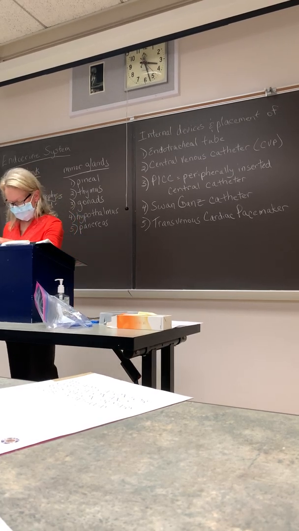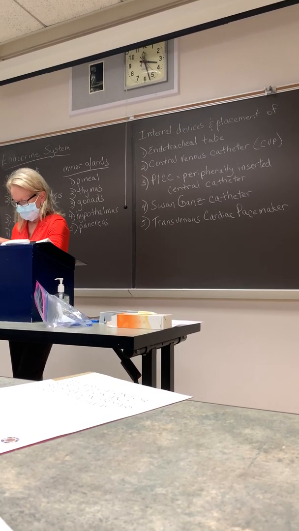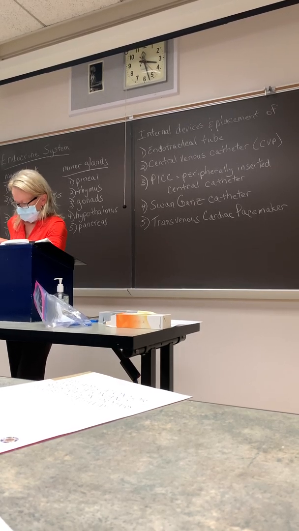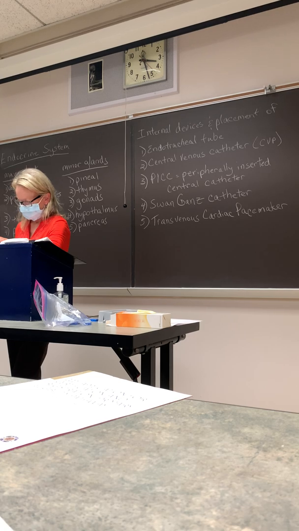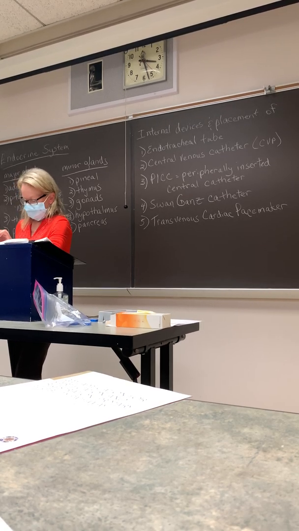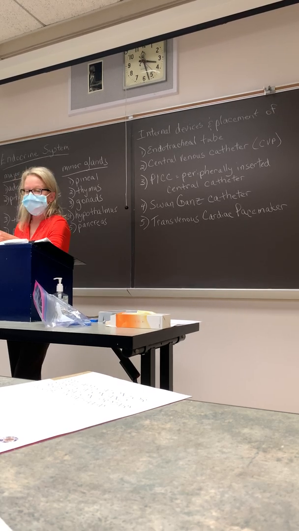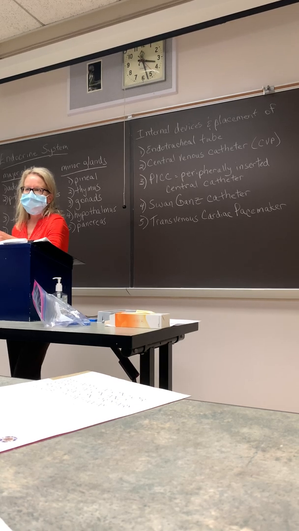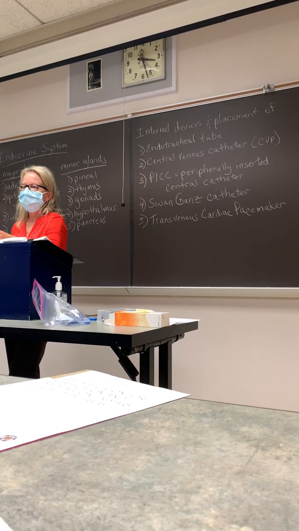Okay, Swan-Ganz catheter is the next one. It measures pulmonary pressure, basically. A couple other things too. The tip of this one should be in the right or left pulmonary artery. Right or left, doesn't matter. Pulmonary artery.